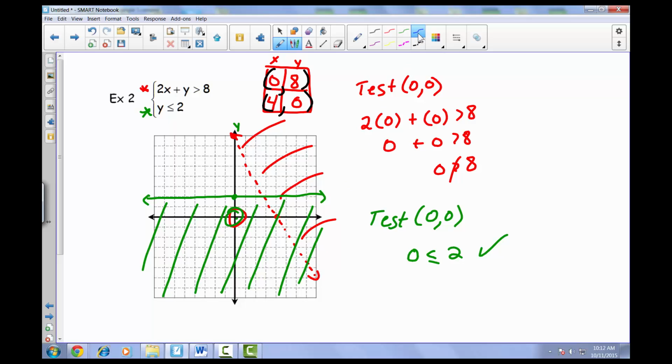Now just looking to see where they overlap, it looks like it would be this region right here. That would be our final shaded blue region. Again, that is example 2 from our 3-3 set of notes.